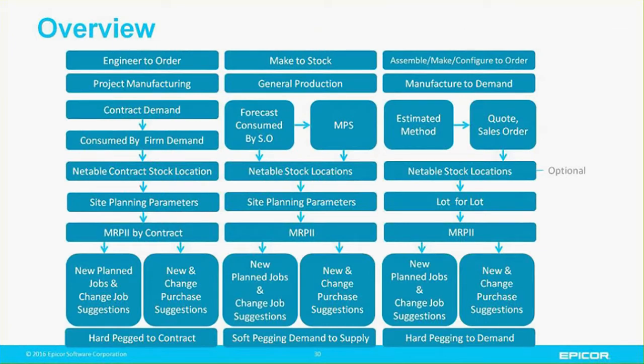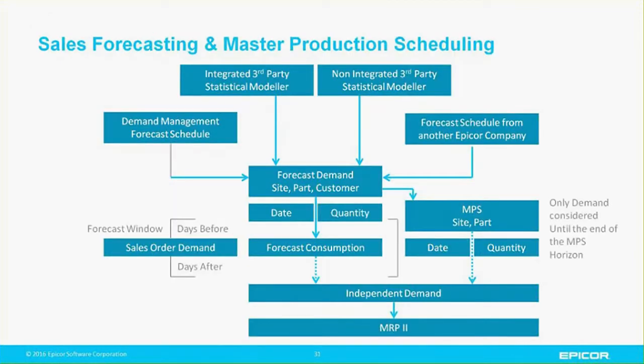The MRP2 process supports a wide range of different manufacturing approaches from make to stock to engineer to order. The process flow that is adopted for a part can be varied on a transaction-by-transaction basis. However, in this webinar, I will be focusing on the make-to-stock process flow, and I will start with sales forecasting and master production scheduling.